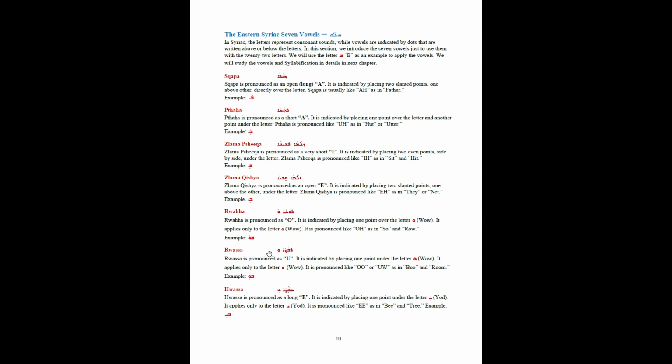Rwasa is the second vowel derived from the Waw letter, and it has a single dot underneath it, and the sound is oo. Rwasa, oo. Like here it is going to be Boo. Hwasa is derived from the letter Yod, with a single dot underneath it, and the sound is going to be long E, like in bee, tree. And the sound with the Beth, B, is going to be Bee.